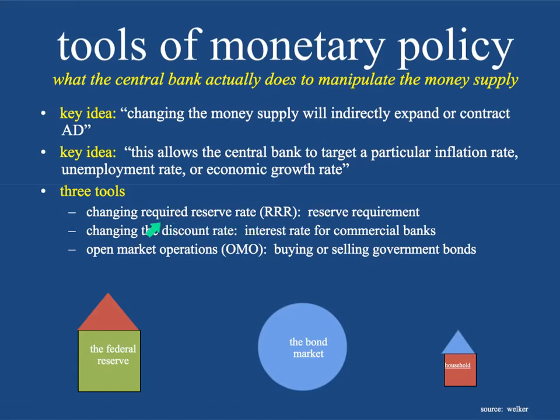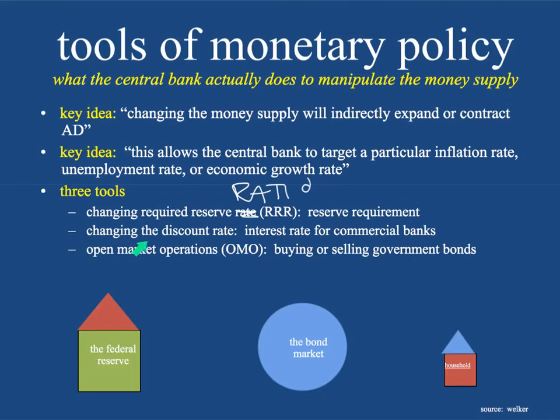Well, think about what would happen if they were to change the required reserve ratio from 10% to 20%. Then all of a sudden, with my deposit of $100, the bank would have to keep 20% in its vault, and so only $80 would be able to be re-injected into the system through a loan. And that's a massive difference. So one of the tools of monetary policy is changing the required reserve ratio, or the RRR.